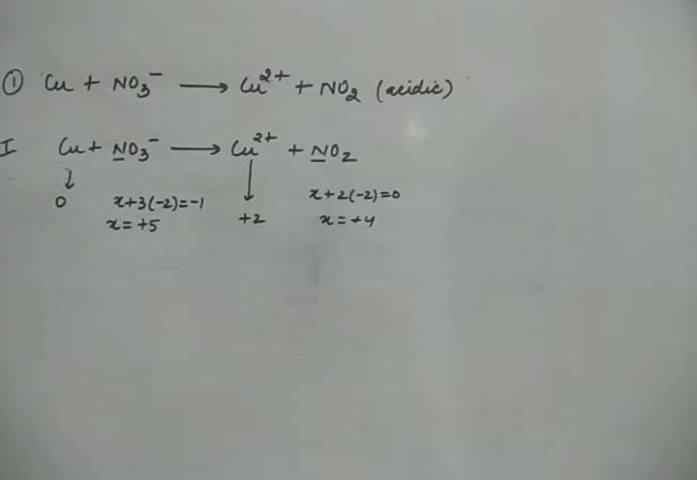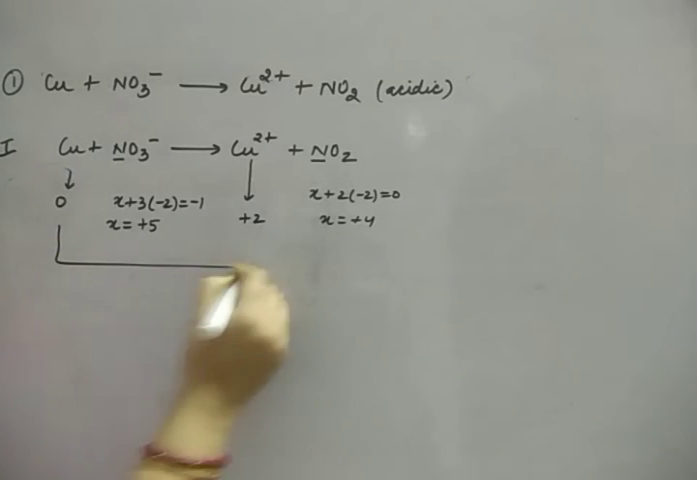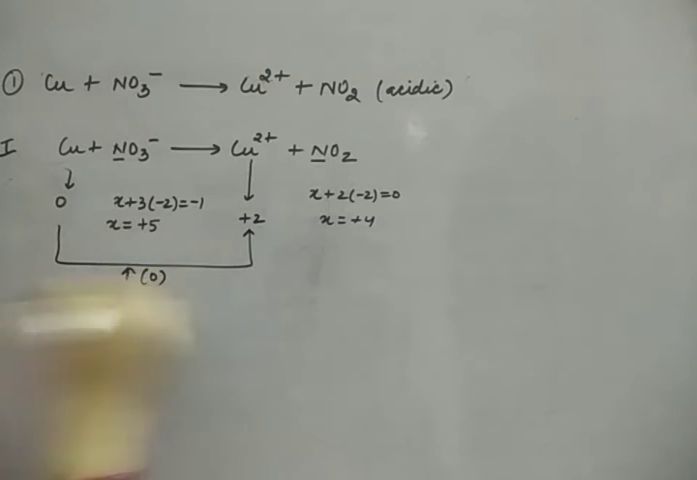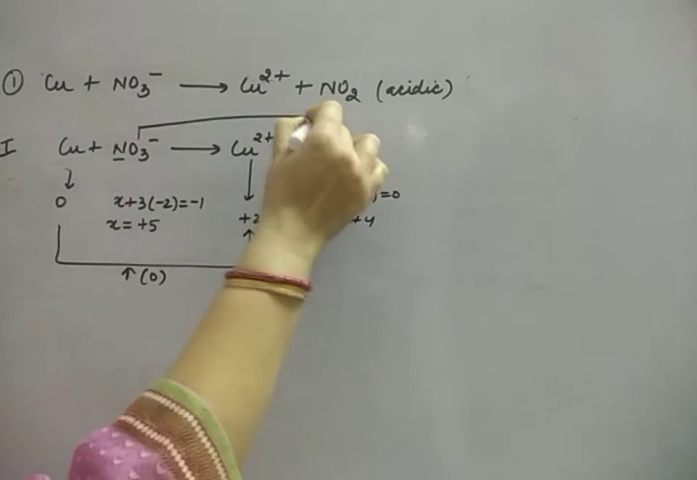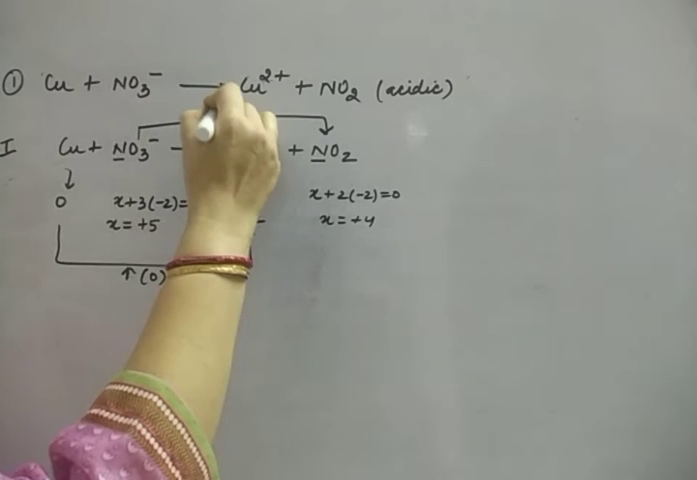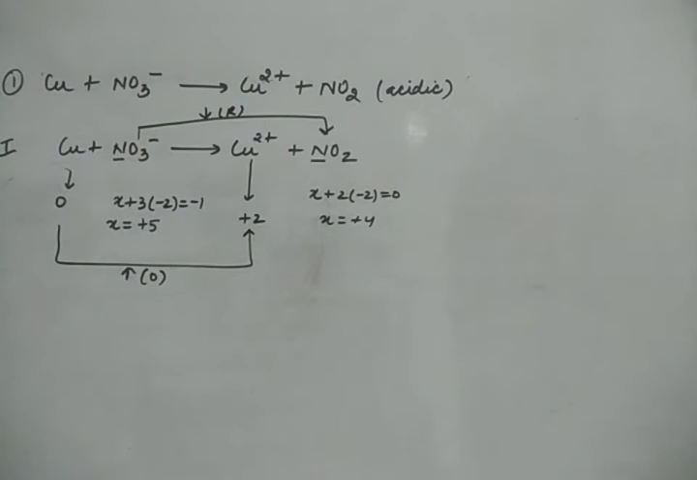Okay, only two elements we consider: one that undergoes increase and one that undergoes decrease. Now from 0 to +2 it is increasing, so it is oxidation, and from +5 to +4 it is decreasing, so it is reduction. In the equation itself we'll mark where the oxidation is taking place and where the reduction is taking place.